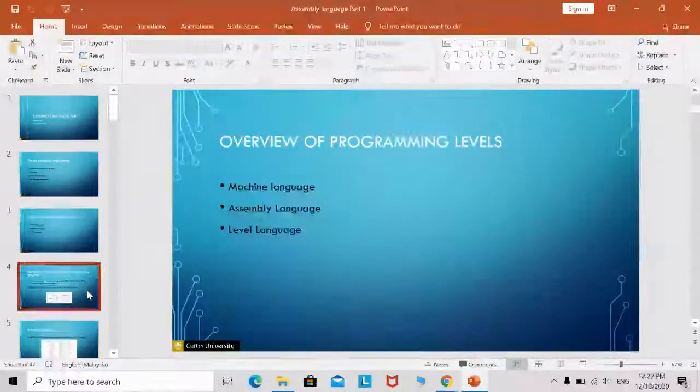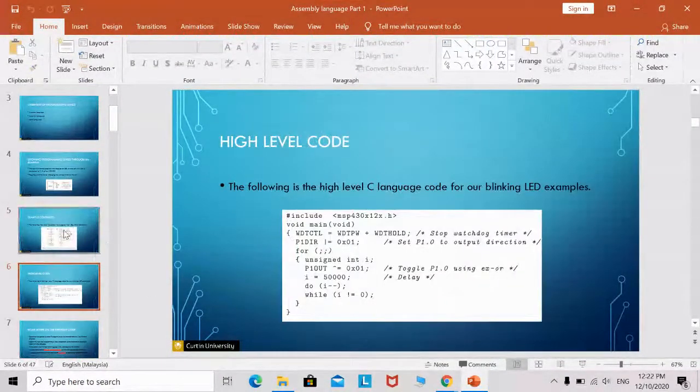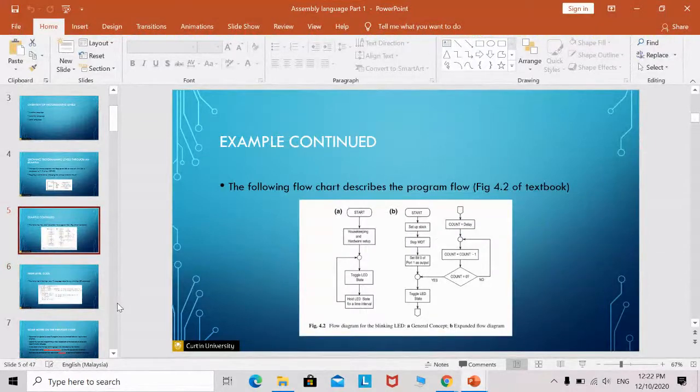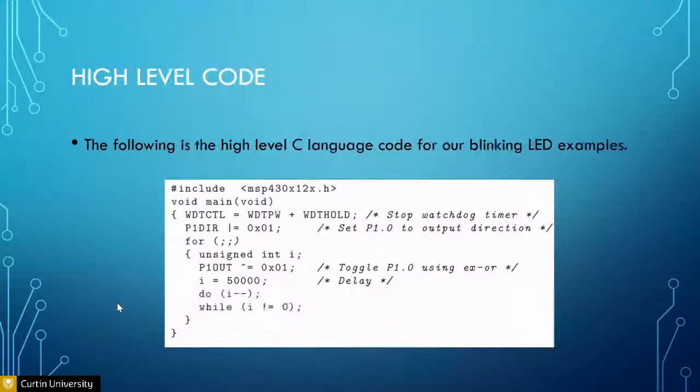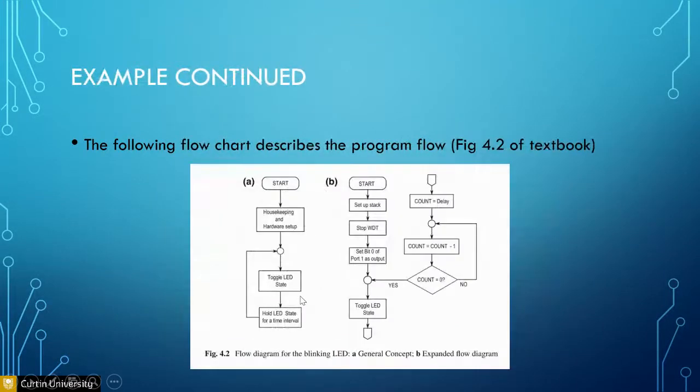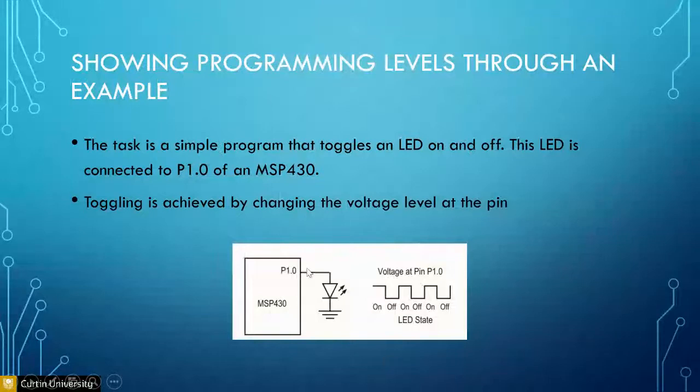So let's take this example. This is a C programming example. You have an LED connected to port 1.0. Now let's see what's the difference between C programming and assembly language.